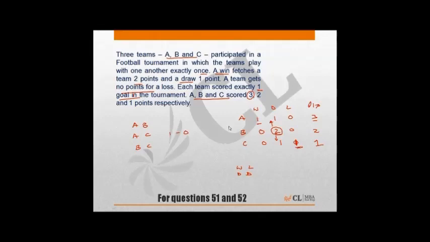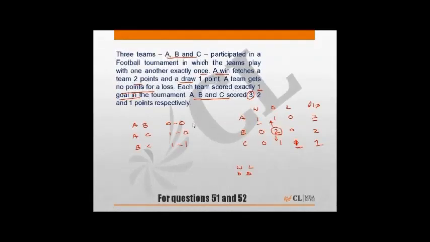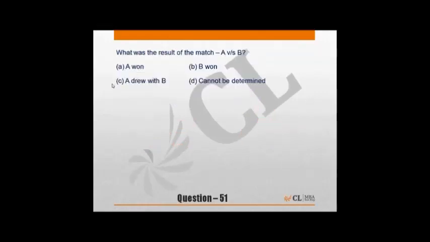If A has already used its 1 goal against C, that means its match against B must be a 0-0 draw. And since B and C have to use their 1 goal each, this must be a 1-all draw. So this is the situation. Now let's quickly go to the question. So AB is a 0-0, AC is a 1-0, BC is a 1-1 situation in terms of the matches they have played. What was the result of match of A versus B? A versus B, a draw. So A drew with B.